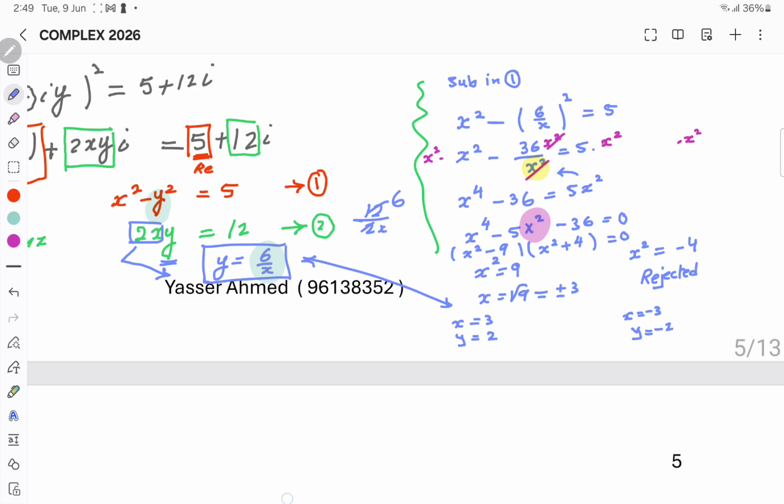And as I said before, the complex number is always denoted by z equals x plus iy. So the square root from this one, the value of x is 3 plus the value of y is 2, it will be 3 plus 2i, and here the value of x is negative 3 and the value of y is negative 2, so negative 3 minus 2i. That represents the square roots of that question.